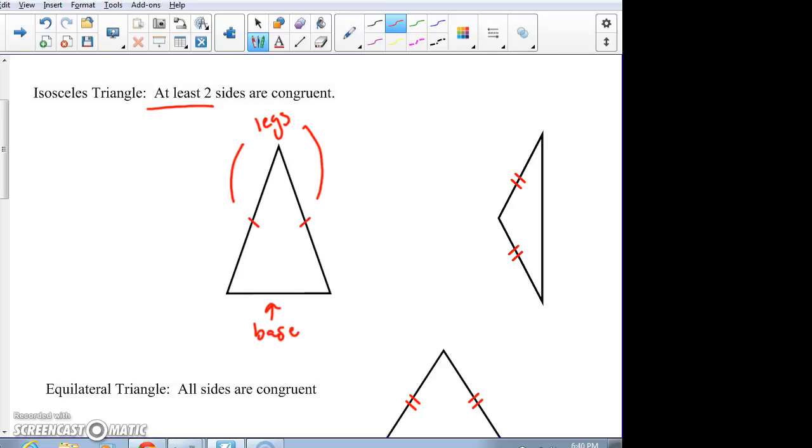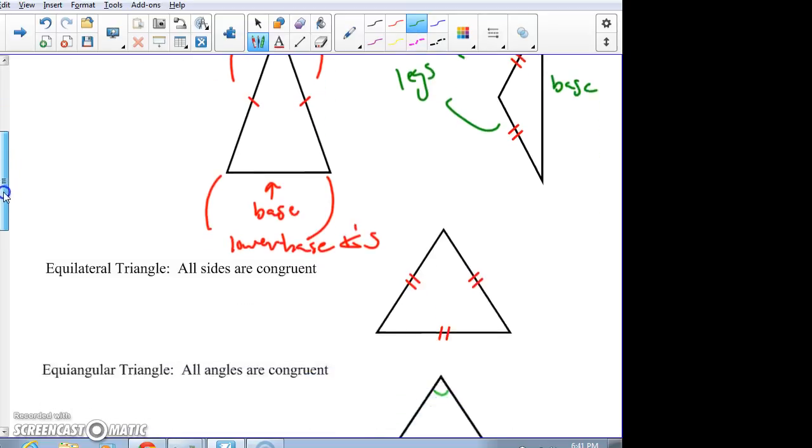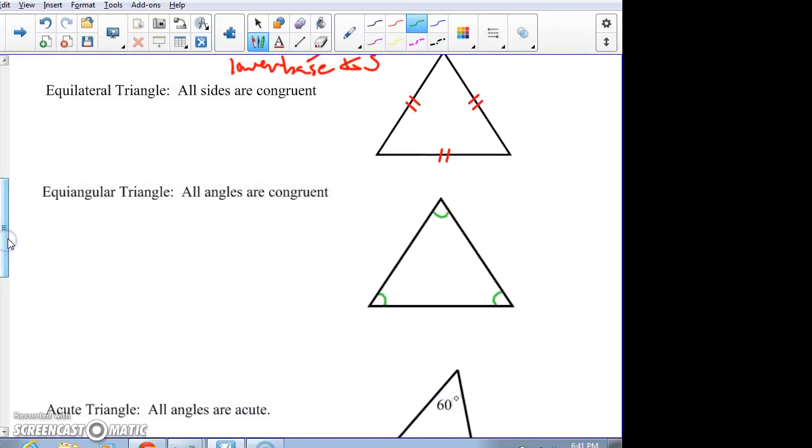And then you also have your lower base angles, so these would be called your lower base angles. I don't remember if you need to know that for this section, but at some point you'll need to know that. And on this other picture, these two would be the legs on this isosceles triangle, and this part would be the base. I'm all about that base.